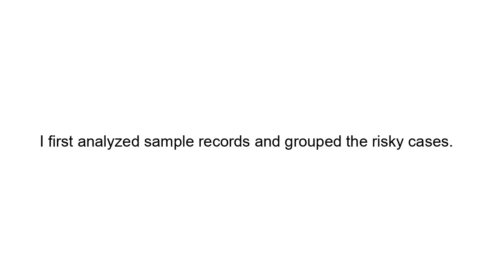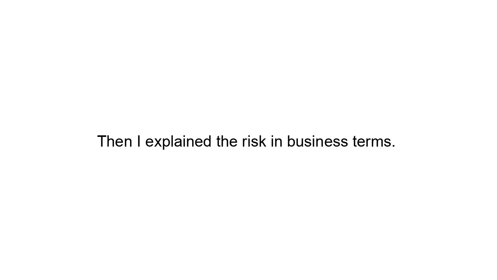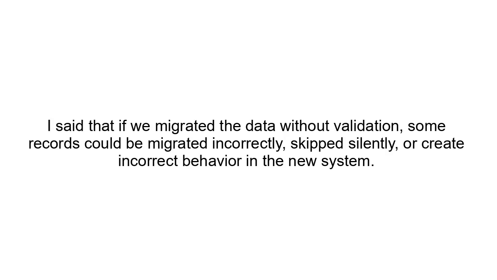Action. I first analyzed sample records and grouped the risky cases. The risky cases included missing required fields, duplicate records, old status values without clear mapping, inactive customers, records needing manual review, invalid date values. Then I explained the risk in business terms. I said, if we migrated the data without validation, some records could be migrated incorrectly, skipped silently, or create incorrect behavior in the new system.